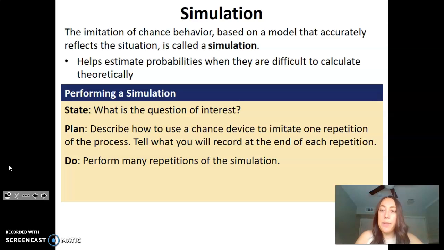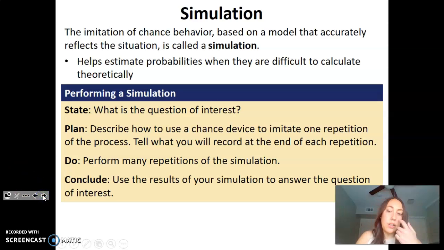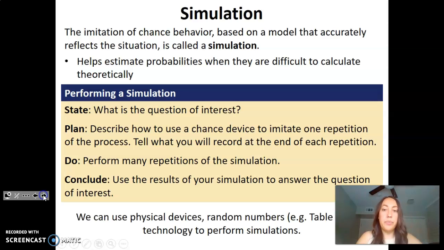So in the do step, we perform repetitions of whatever simulation we're doing. And then in the conclude step, we use the results to answer the question of interest. And we can use physical devices like pieces of paper and a hat, the random number table, or technology to perform our simulations. So go ahead, go to the 5.1b video, and we'll do a few examples of simulations.